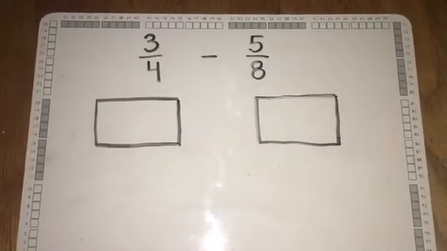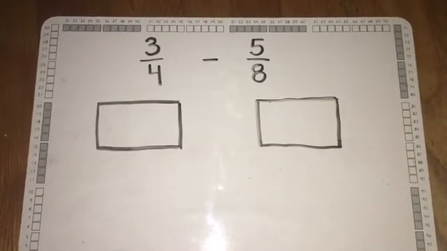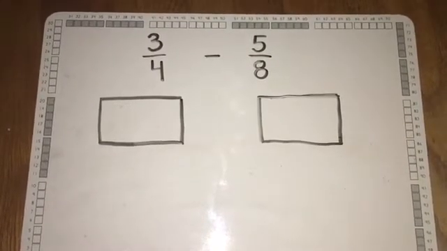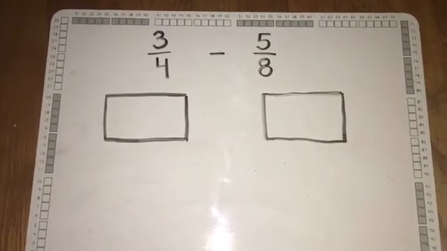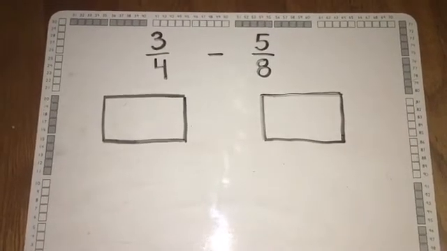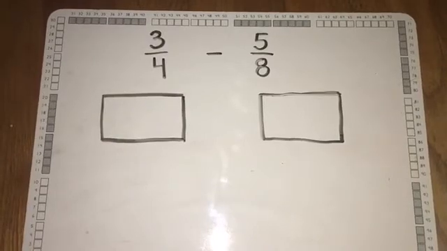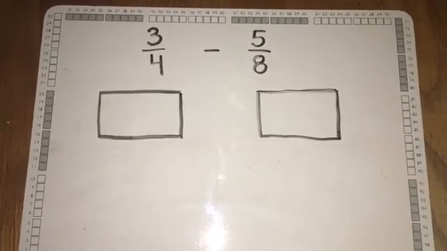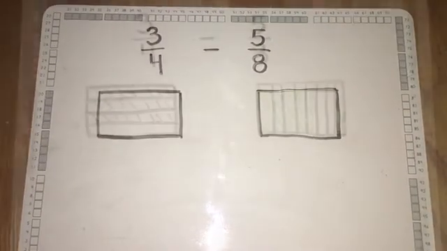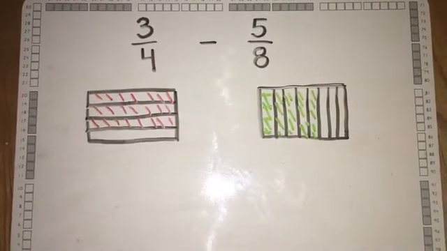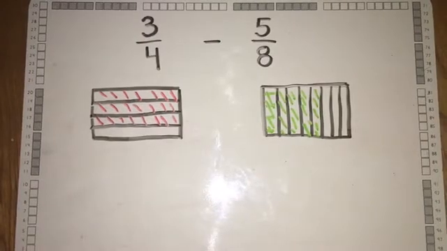The next problem we will be solving is 3/4 minus 5/8. To solve this problem, we will once again begin by drawing pictorial representations of each fraction. This time, drawing one represented horizontally and the other being represented vertically. We now have a pictorial representation of 3/4 and 5/8.